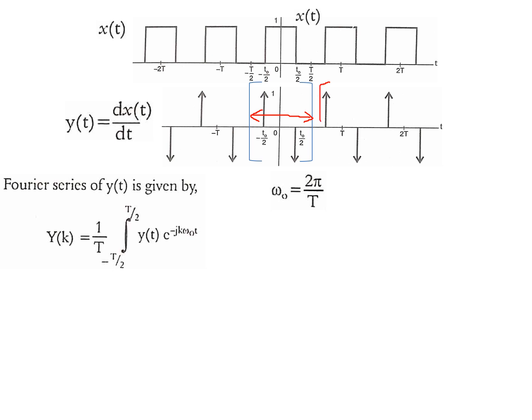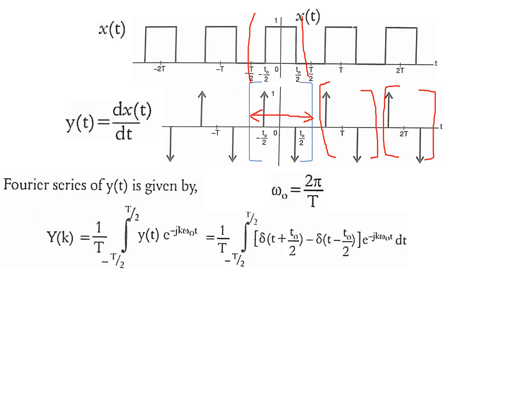If I take another window like this, the same thing repeats. In this window also there is one positive pulse, one negative pulse. This is one time period. So the extent of the window is -T/2 to +T/2, taking this as one cycle. Within one cycle there are two impulses. So therefore I am writing like this.